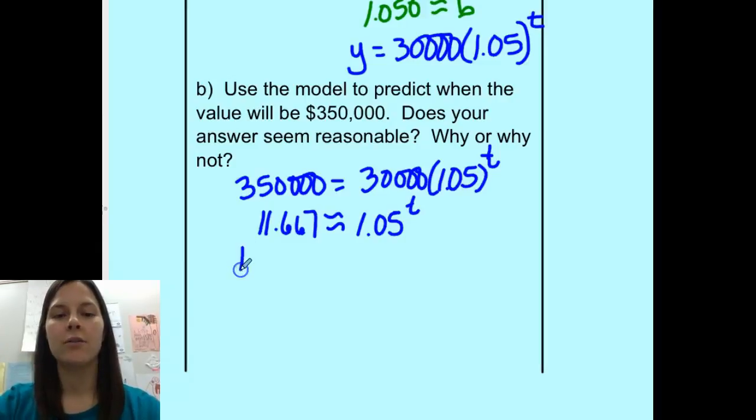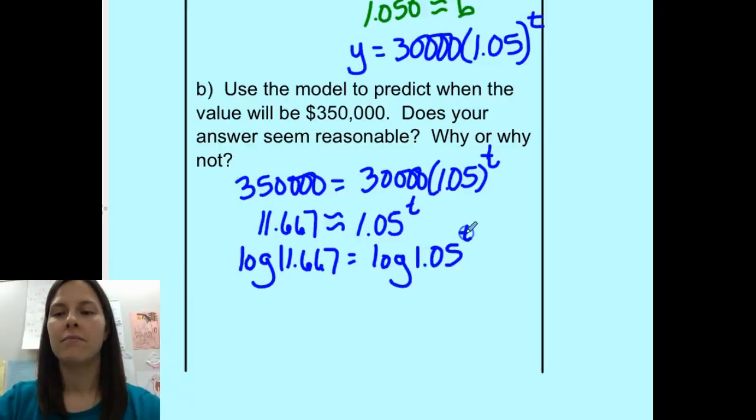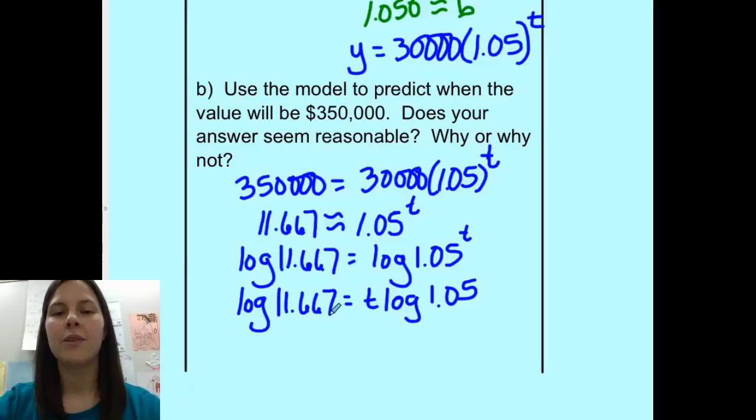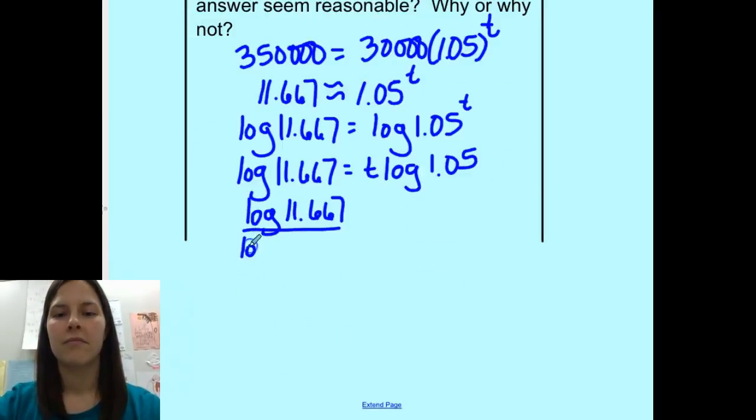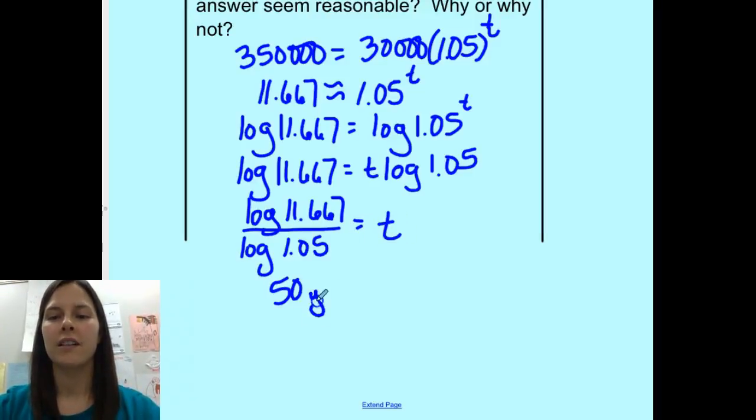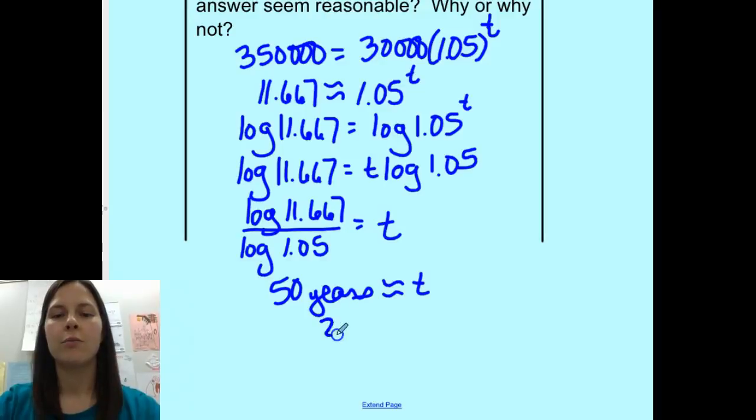Taking the log of both sides, you can use common log, you can use natural log, or again, you can convert to any base you want to. This time I'll use common log. On the right-hand side, we're going to use our power rule and pull that power down as a coefficient. And then we can divide both sides by the log of 1.05. Rounding to the nearest year, it will take about 50 years for the value of the house to reach $350,000, which would be the year 2010, 50 years after 1960.